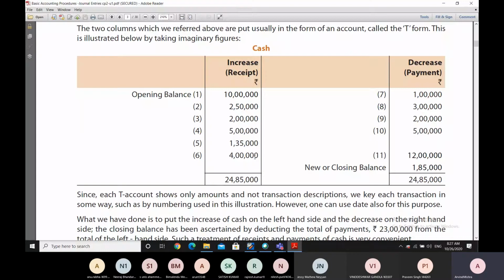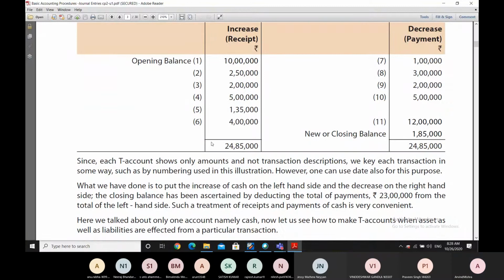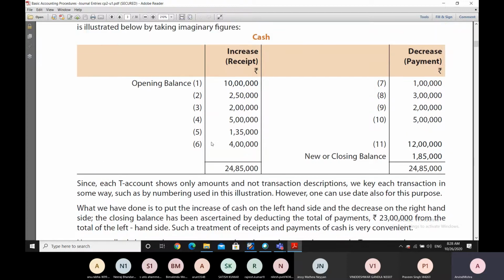If we want, we can introduce columns here, and in those columns we can write the description of every transaction, and we can also write the date of the transaction, and every transaction we can put in a separate row. So that would make things more comprehensible to us. Or what we can do is put all the numbered transactions in a journal, and from there we transfer them over here. Or we can do both the things.